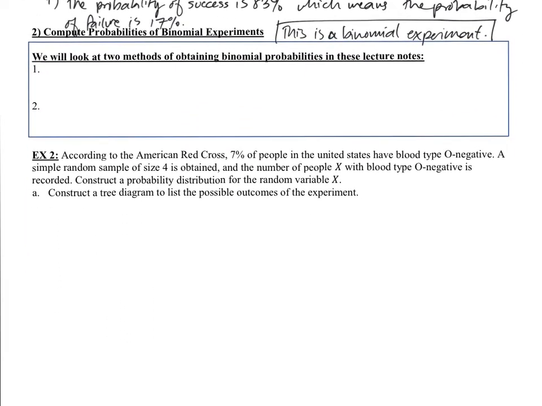All right, objective 2, compute probabilities of binomial experiments. We're going to look at 2 methods of obtaining binomial probabilities in these lecture notes. The first one, we're going to look at the binomial probability distribution formula. And then, after looking at the binomial probability distribution formula, which is a really long name, we're going to look at a table of binomial probabilities.